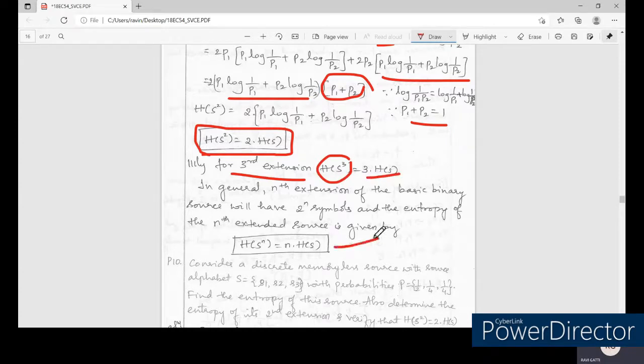So in generalization, for the nth extension, I can find it out. The entropy of the nth extension is nothing but n into H of S.